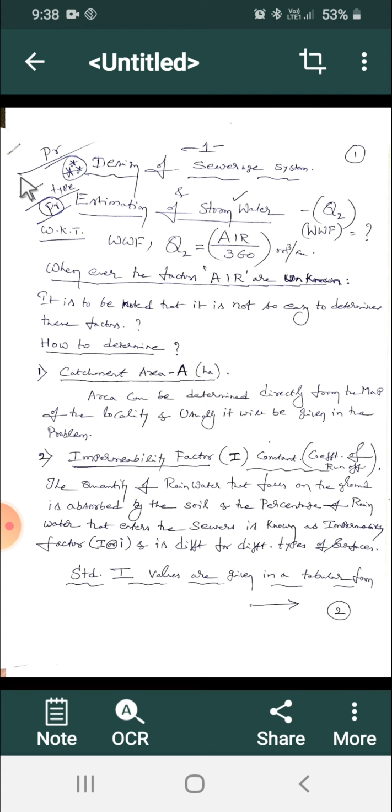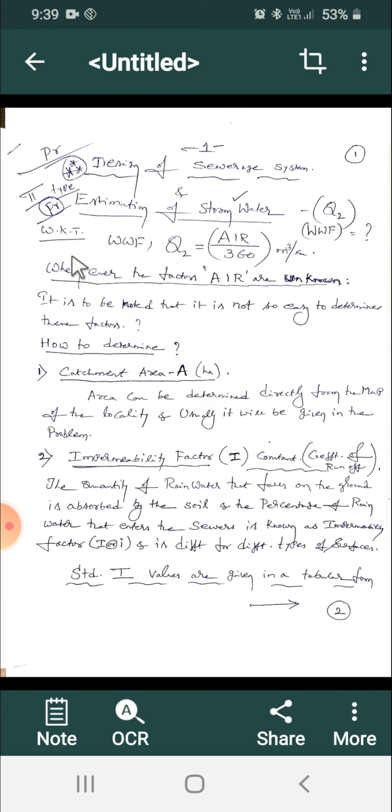We are entering into the second type of problems. This is very, very important. Now observe here, in the last problem whatever you have solved, A is known, I is known, R is known. Everything is known, you just substituted these values and got the Q2 value. Q1 value also, all the values were given and you determined the Q1 value.